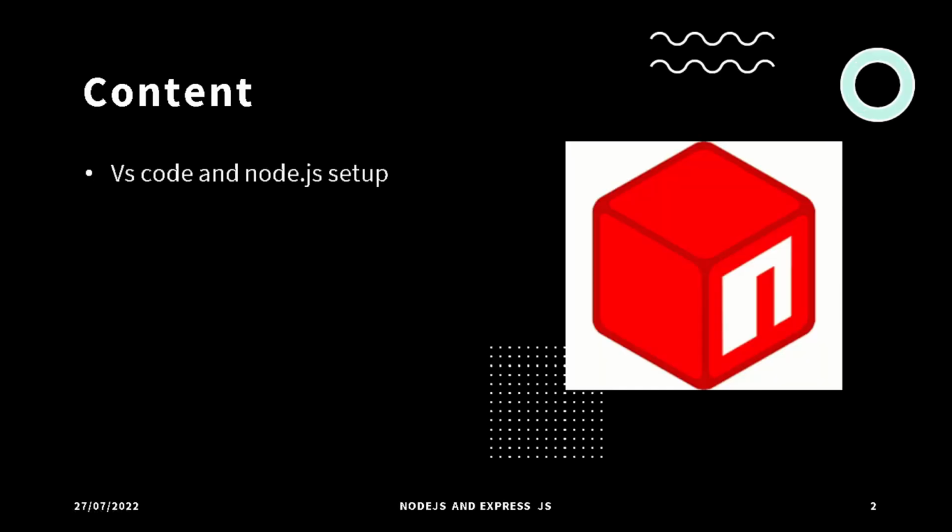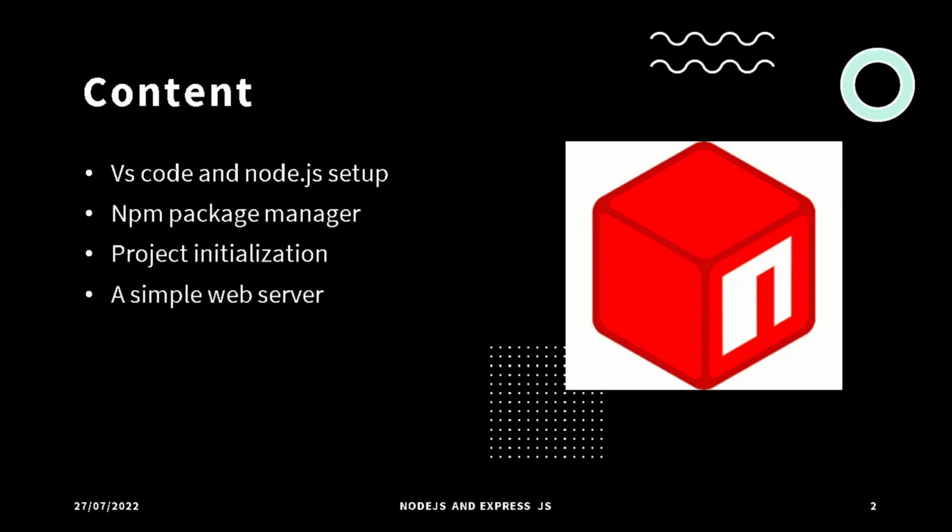First of all, we will go to Visual Studio Code, and if we haven't downloaded Visual Studio Code, then we will download it. We will also download the latest version of Node.js and set it up on Windows or Linux, and after that we will discuss the npm package manager, and then we will initialize a project and create a simple web server.